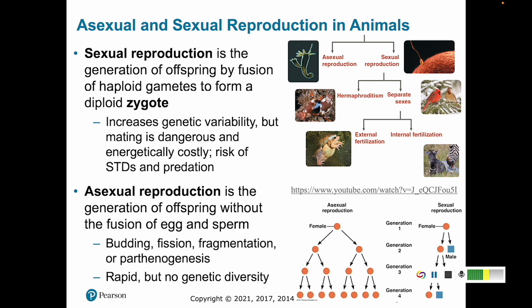This can be through budding. Budding is typically when an animal splits in half roughly evenly, so there's two individuals of roughly the same size.